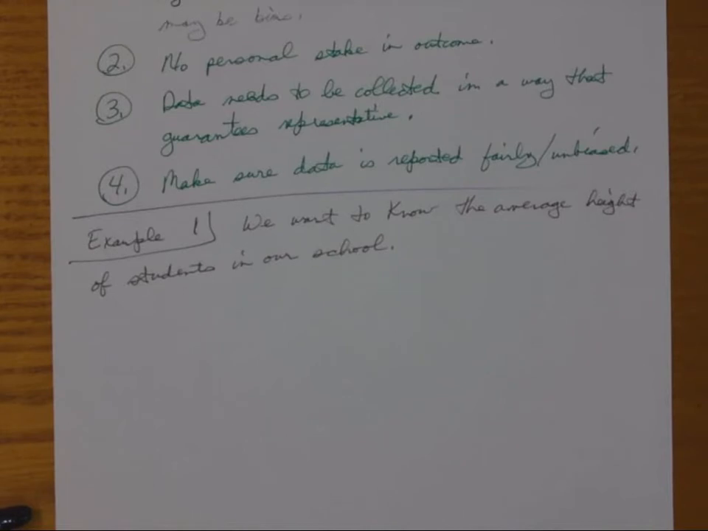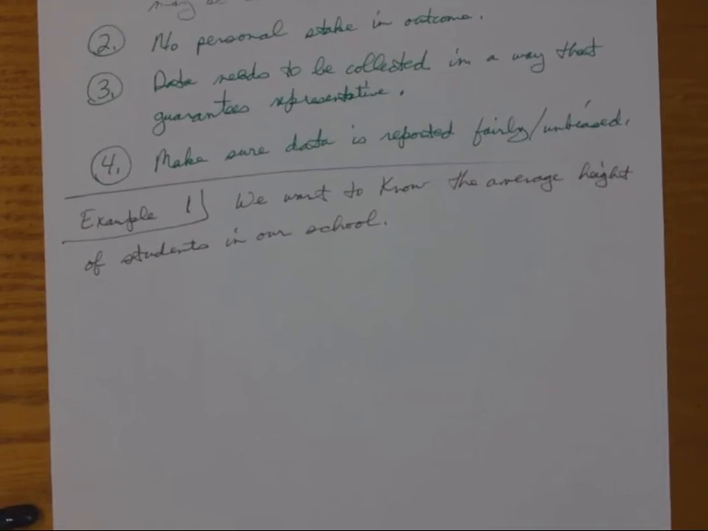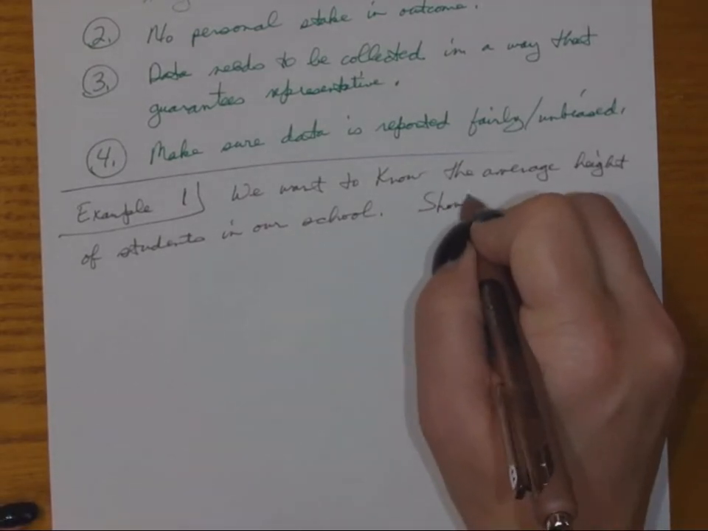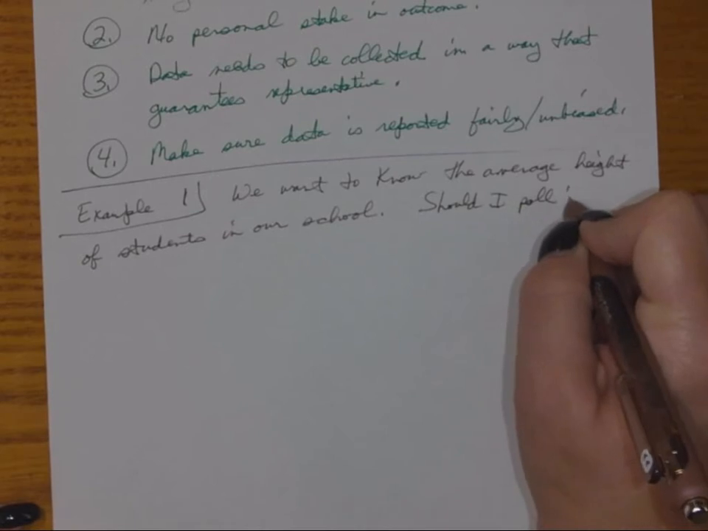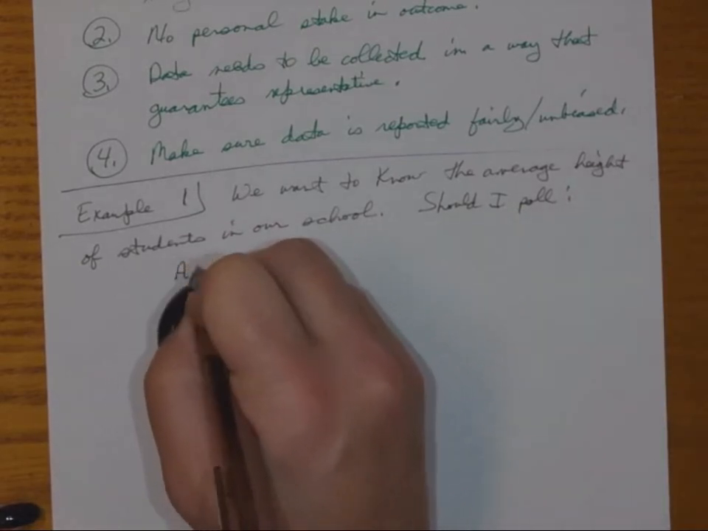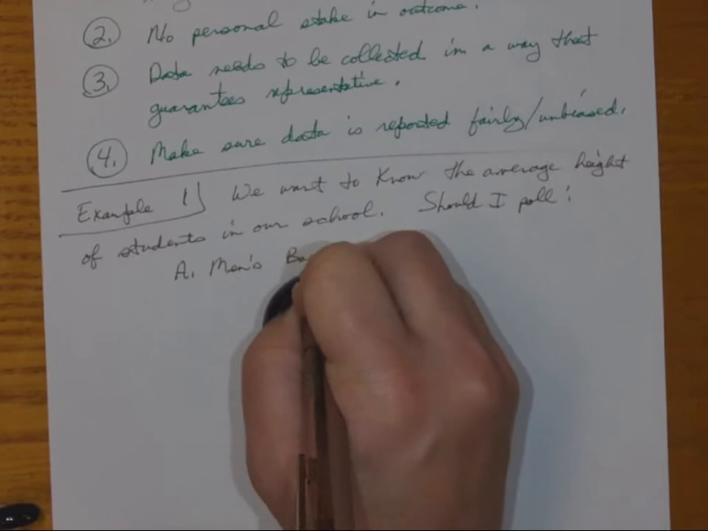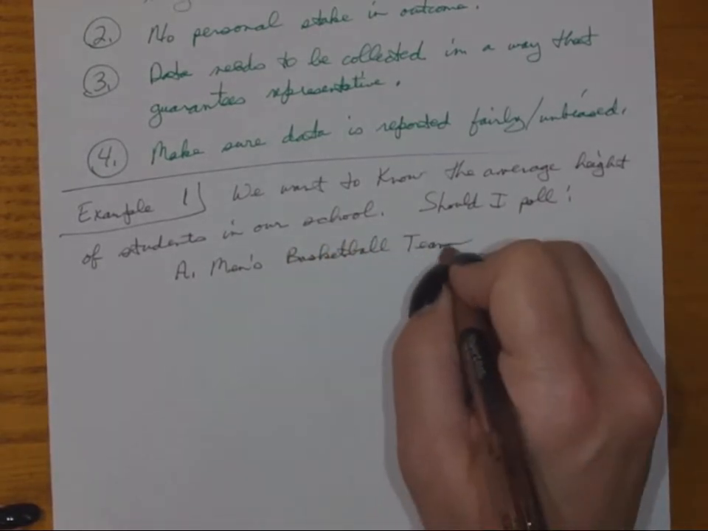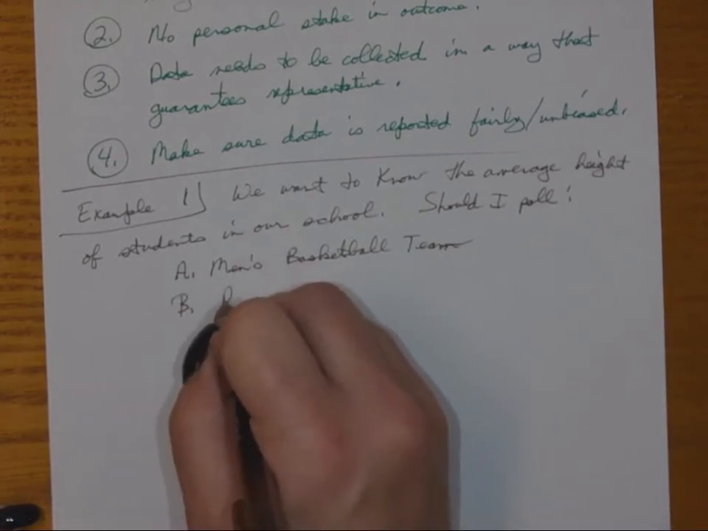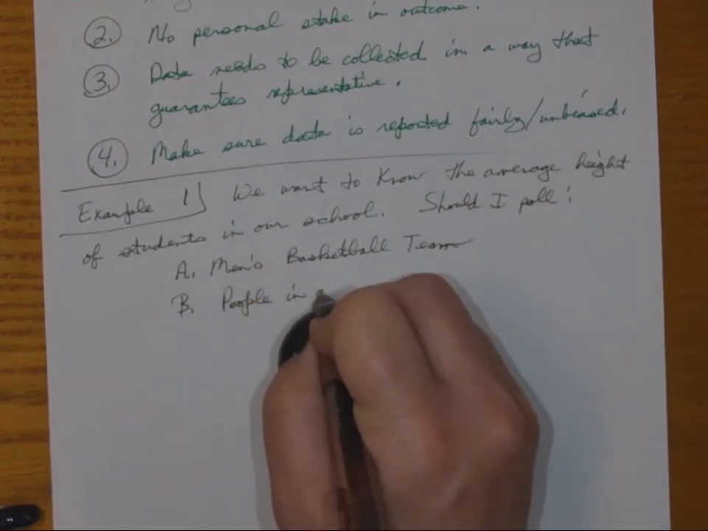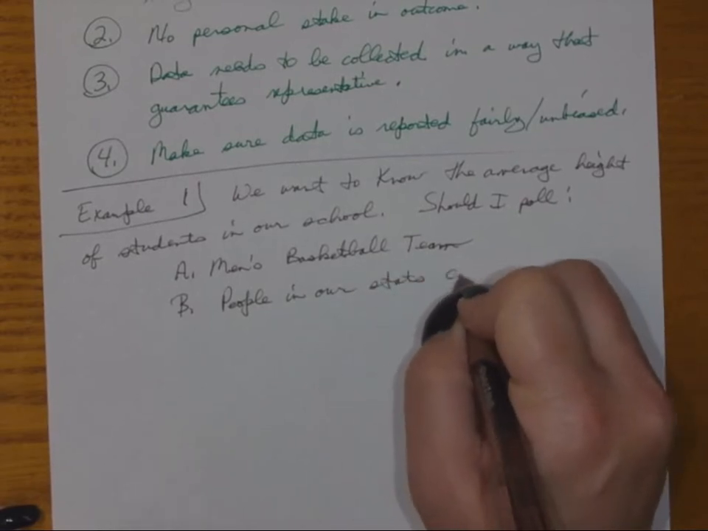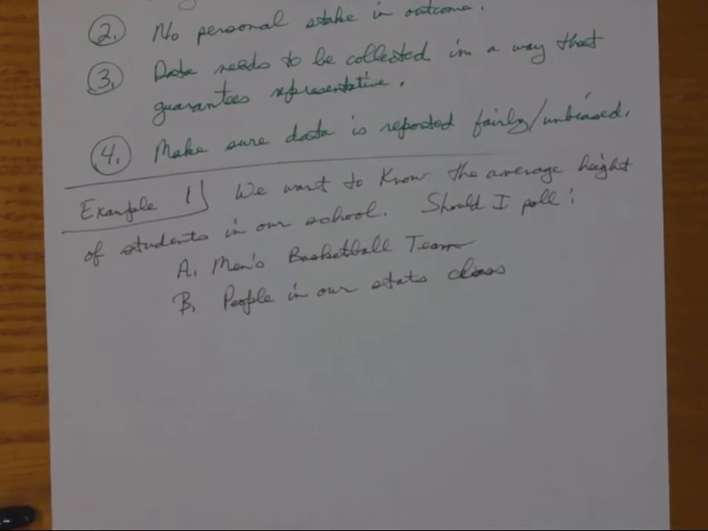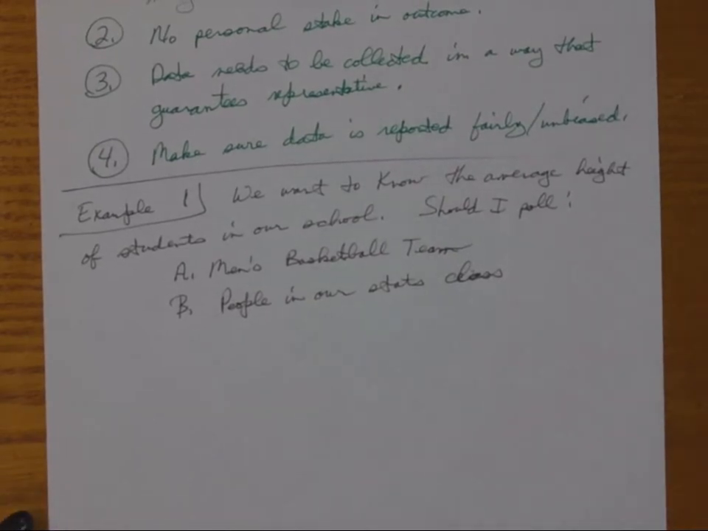Which is a better representation for the average height of students in our school? Should I pull A, the men's basketball team? Or should I pull B, people in our stats class? Which one do you think is going to be more representative of the entire population of our school?